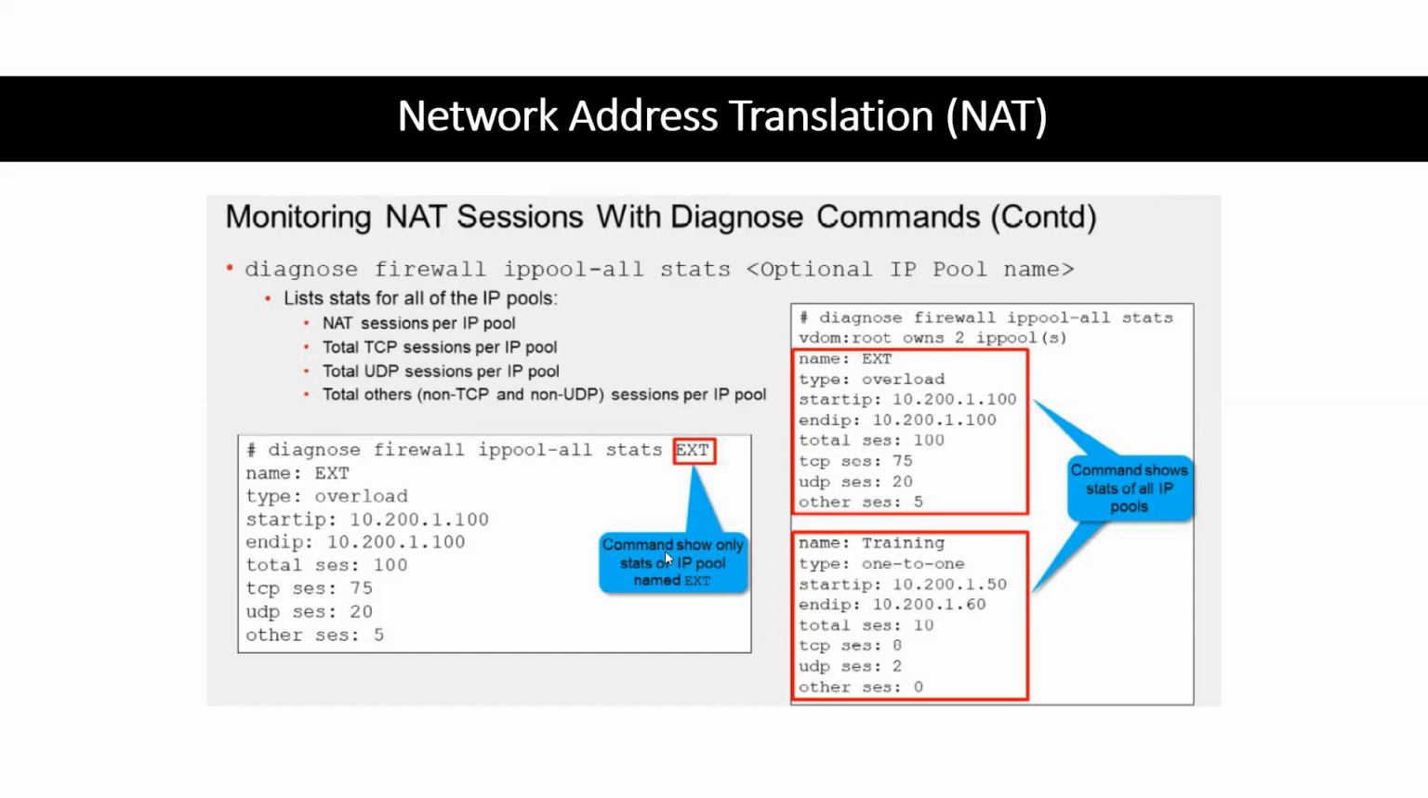And so this is a little bit more, continuing on the last slide. You can go even further with this diag command. You can take a look at NAT sessions per IP pool that are currently active, that are currently stateful, passing through the firewall. You can see a summary of total TCP sessions per IP pool, total for UDP, and for others, non-TCP and non-UDP, per pool. You can take a look at all of this.